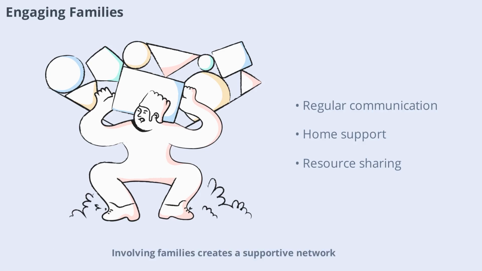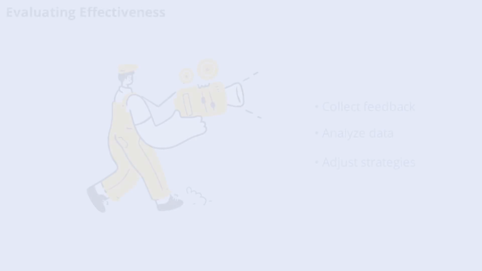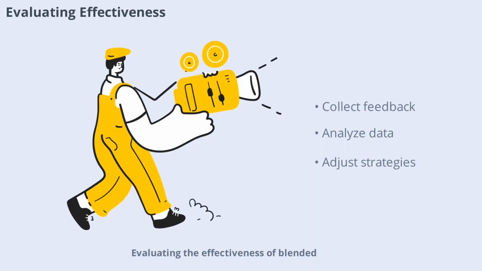Involving families creates a supportive network that reinforces learning beyond the classroom. Evaluating the effectiveness of blended learning is essential for continuous improvement. Collect feedback from students, families, and colleagues to identify strengths and areas for growth. Analyze data on student performance and engagement to assess the impact of your strategies. Use this information to make informed adjustments and enhance the learning experience.